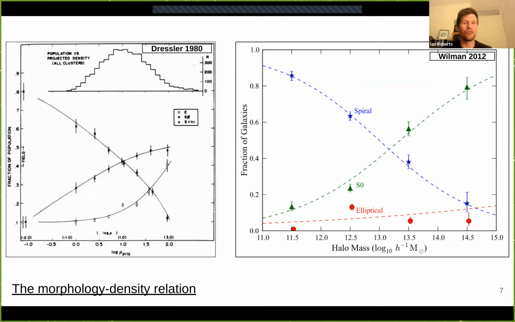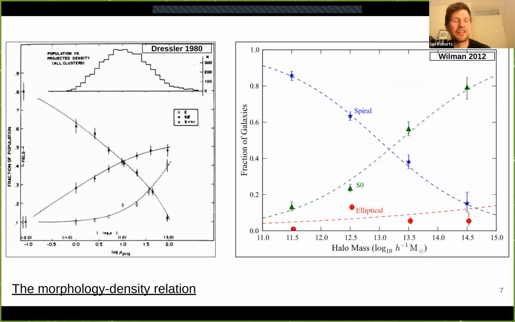So this isn't just true for Coma. This is pretty generally true of galaxy clusters. So this was first noticed back in the 70s, 80s. On the left-hand plot here, this is a famous plot from Alan Dressler in 1980, the so-called morphology-density relation. The y-axis is just showing fraction of galaxy type over a population, and the x-axis is some measure of galaxy density. So this is basically a projected number density of galaxies.